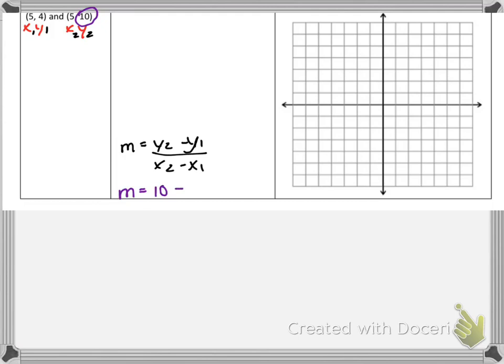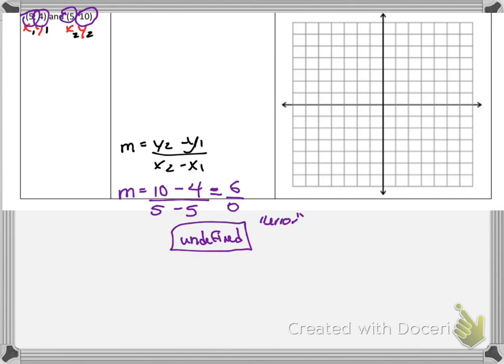So y2 is 10, y1 is 4, x2 is 5, x1 is also 5. So 10 minus 4 is 6, 5 minus 5 is 0, and then the million dollar question is, what is 6 divided by 0? Your calculator will say error, which you have to translate to the word undefined. So let's plot these 2 points and just verify for ourselves that, in fact, we are graphing a vertical line.